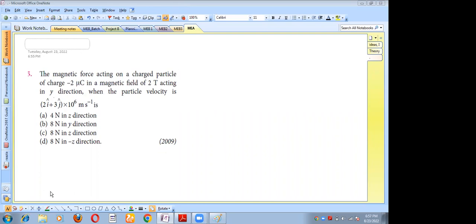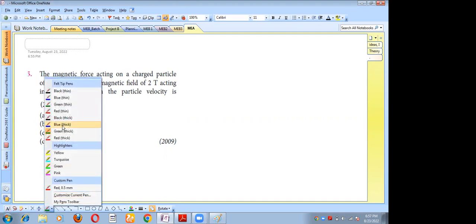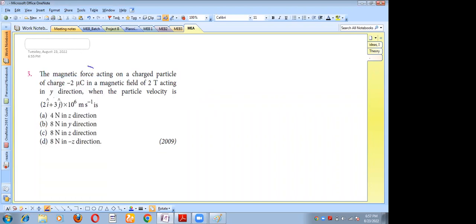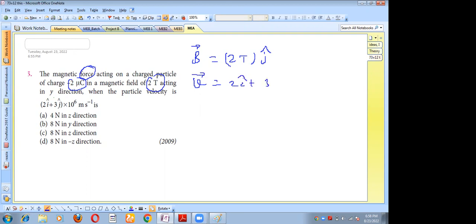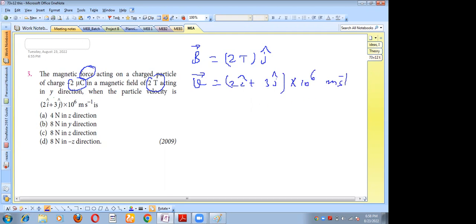So the question says, we have to find the magnitude of the force acting on a charged particle of charge minus 2 microcoulomb in a magnetic field of 2 Tesla acting in the y direction. So according to the question, the magnetic field is 2j, acting along the y direction, so we take unit vector j. And the velocity is given as (2i + 3j) into 10 to the power 6 meter per second. So we have to find the force.